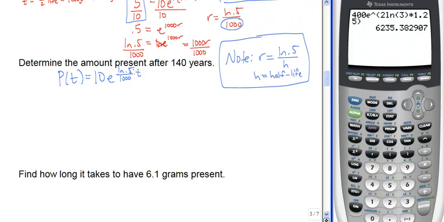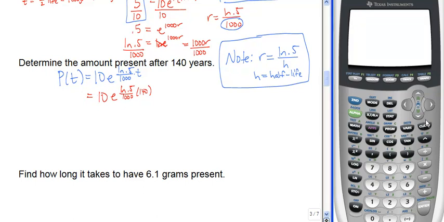Determine the amount present after 140 years. So this 140 is obviously years, which makes it a time. So I'm giving you a time t, and I'm asking for the amount present, which is this P of t. So we're going to substitute in 140 for this t, and my units are good because my half-life was in years, and this 140 is also in years, so they're consistent units. And this is the easy case. When I give you t, you're just going to be able to plug all of this directly into your calculator.